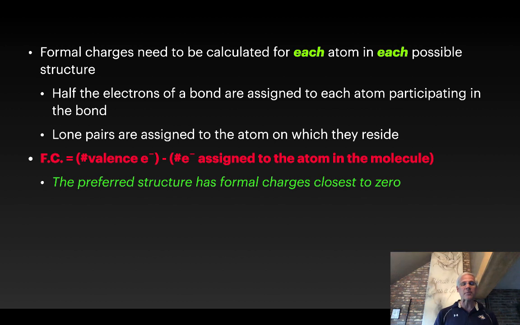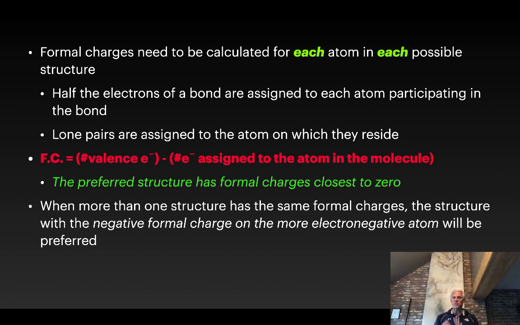Now, one thing you have to make sure of to find that you've calculated your formal charges correctly is that the sum of all the formal charges should add up to the overall charge on the molecule. If they add up to something other than the overall charge on that molecule or ion, then you've calculated your formal charge incorrectly. But when you look at all of the formal charges for all of the different atoms, you want to see how close all of those charges are to 0. And the preferred structure has the charges closest to 0.